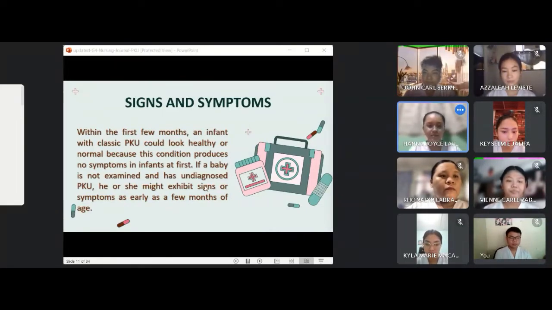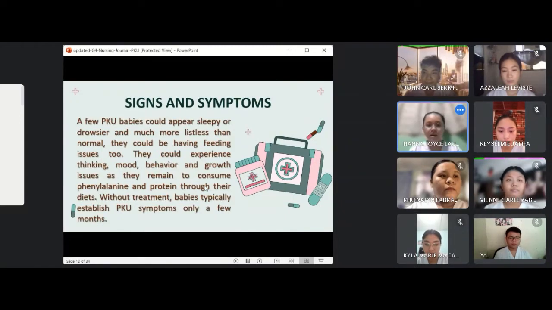A few PKU babies could appear sleepy or drowsier and much more listless than normal. They could be having feeding issues too, due to controlling and lowering the amount of natural protein intake by giving less breast milk or standard infant formula in combination with a phenylalanine-free infant formula. They could experience thinking, mood, behavior, and growth issues as they continue to consume phenylalanine and protein through their diets. Without treatment, babies typically develop PKU symptoms within a few months.